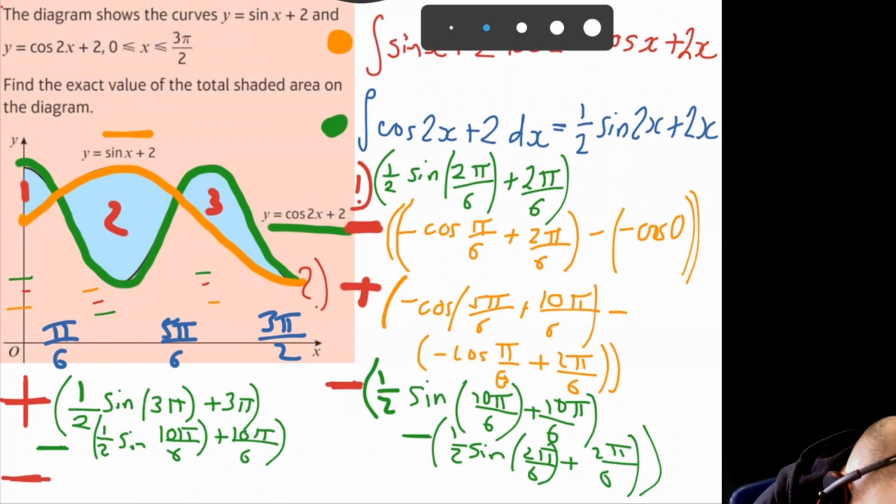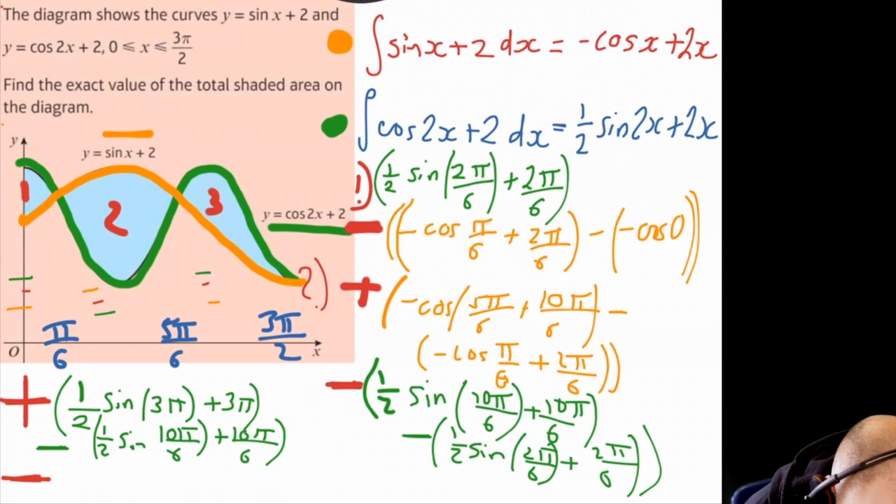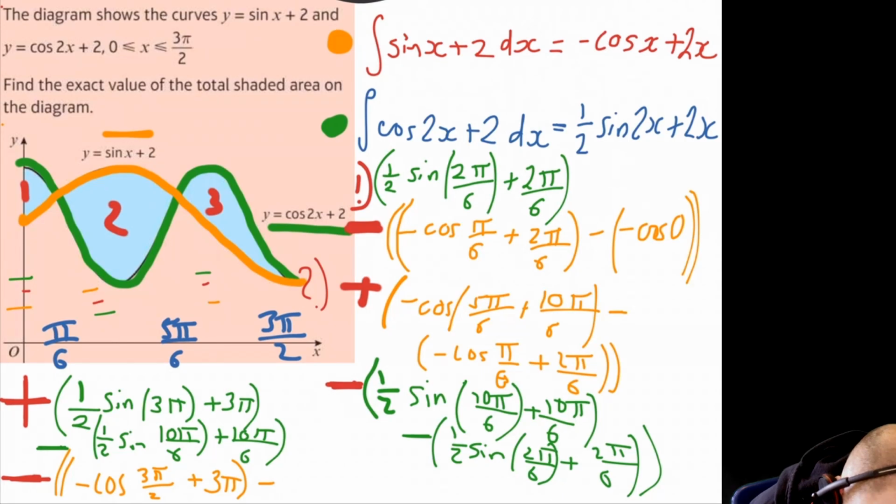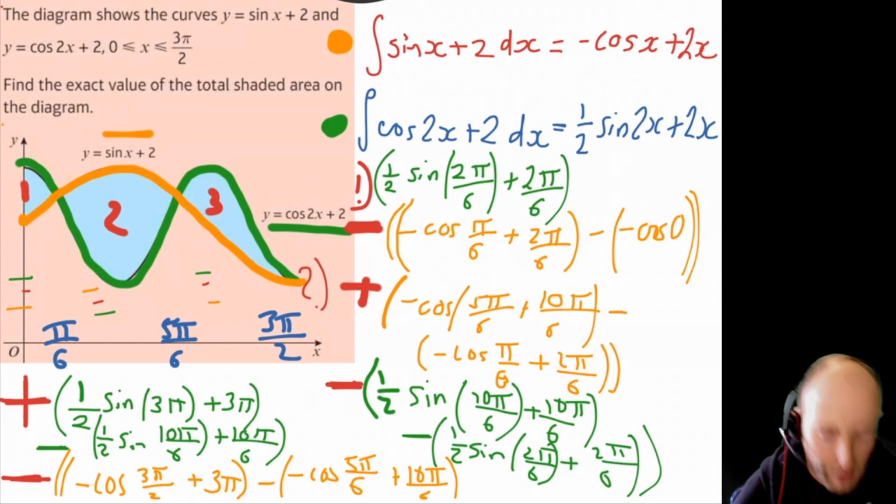Take away the yellow one, which is minus cos 3 pi by 2 plus 3 pi. Take the bit we did before, minus cos 5 pi by 6 plus 10 pi by 6. Right, so that should work.